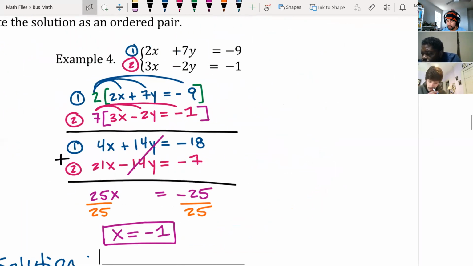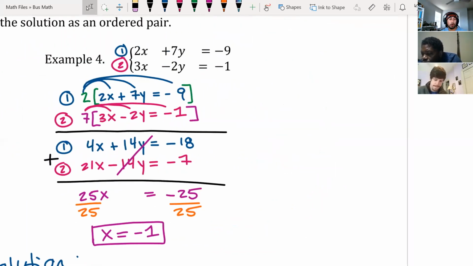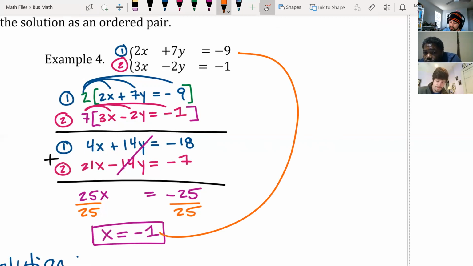Okay. And all we have left to do is solve for y. So we get two choices here. In order to solve for y, we take this x value and you can plug it into equation 1, or you can plug it into equation 2. And once again, it doesn't matter because you're going to get the same answer.